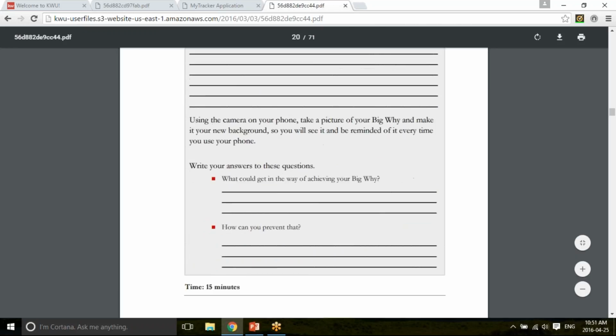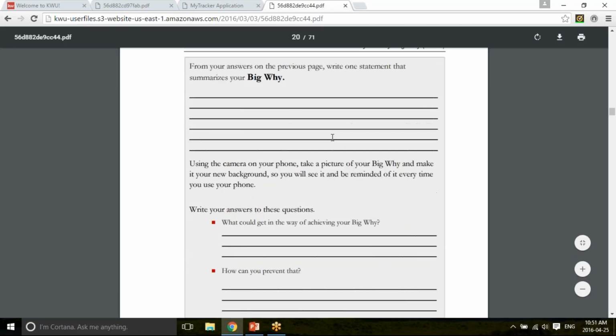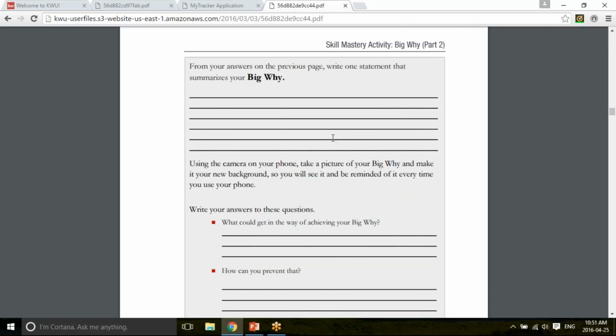What could get in the way of achieving your big why, and how can you prevent that? So you may or may not have that completed today in the class. That's fine. But the idea is that when you're doing the Ignite sessions, if there's homework or anything to do, you do it and have it ready for the next one, because everything builds in Ignite on the last one. So you don't get to file it away and pretend that module 1 didn't happen.